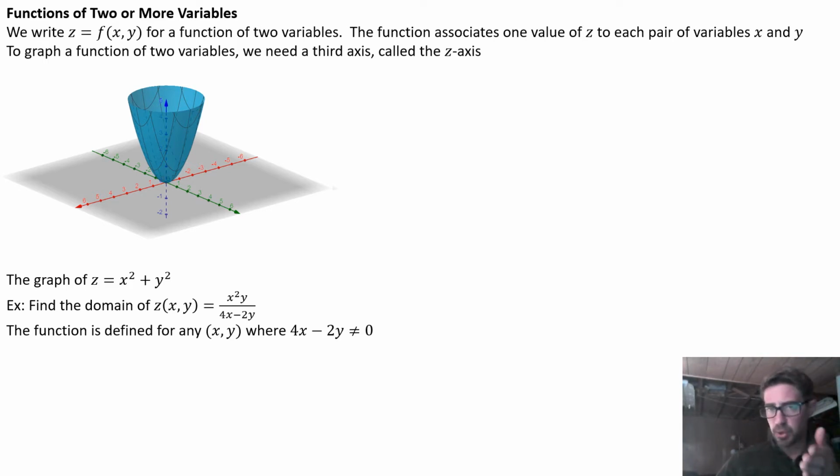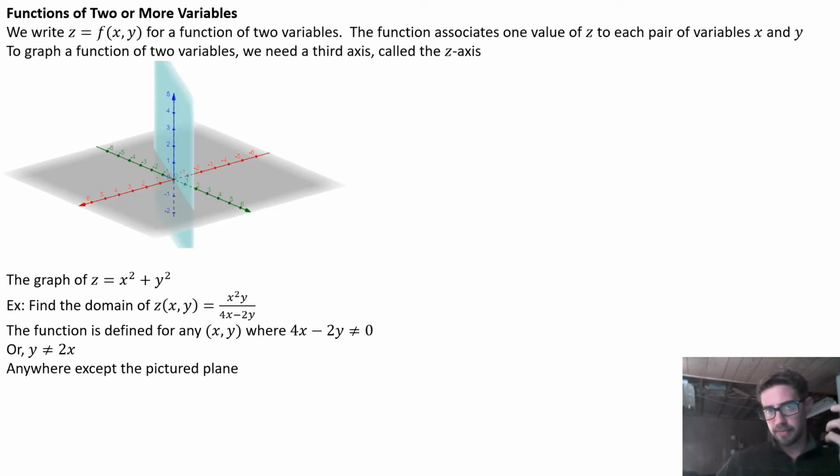So to visualize that, 4x minus 2y equals 0 can be rearranged like that. Y couldn't equal 2x. If you ignore the z-axis and just look at the xy plane, the flat one, and picture the line y equals 2x, it's not a line anymore, it's a plane. If we were to look at the graph of x squared y over 4x minus 2y, it would not be defined anywhere on that plane. So now instead of just a little interval where the domain isn't defined, we have an entire region of the plane where the function isn't defined. So domains work the same way. You still can't divide by 0.